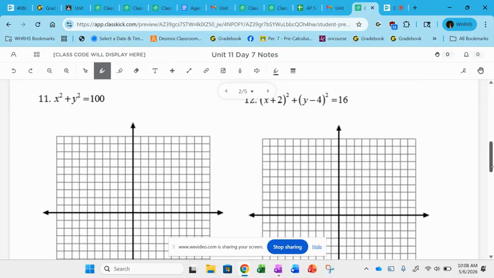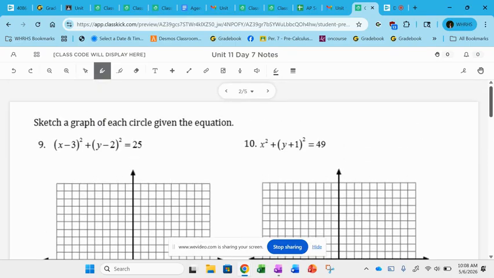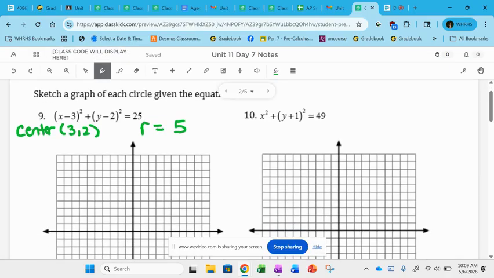Okay, so now what we're going to do is we're going to sketch each circle. So in order to sketch a circle, all I need is a center and a radius. So my center point here, green, my center is the point (3, 2). My radius squared is 25. What's my radius? 5. Anybody confused with how I got either the center or the radius?